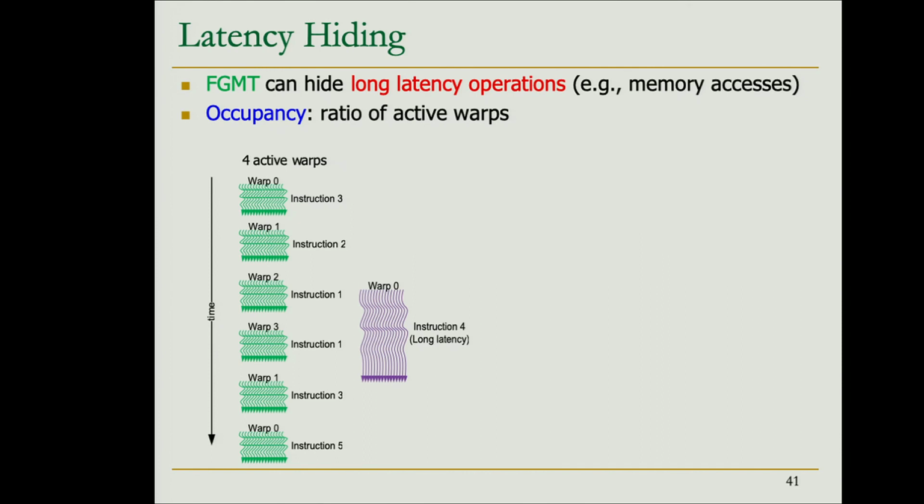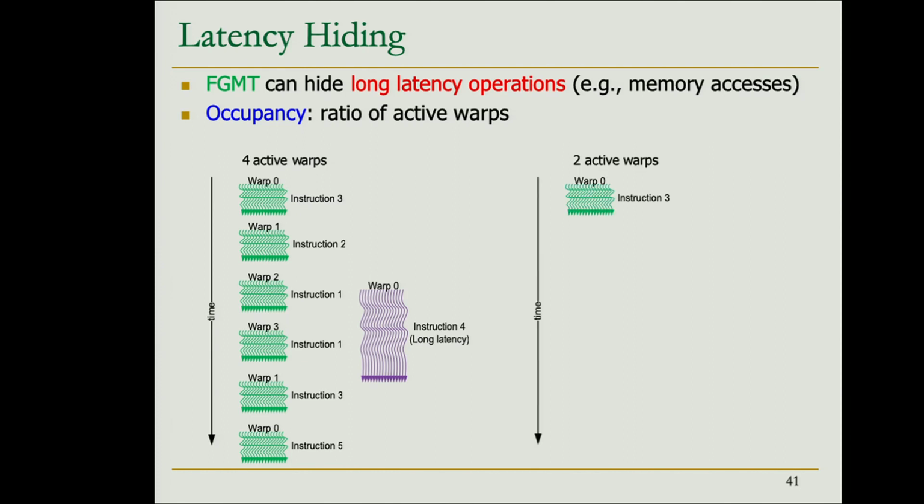Of course, for warp 0, we will likely have to stall until we get the values from DRAM, from the global memory, and then we can continue execution of instruction 5. So this instruction 5 will only be ready for issuing, eligible, as I said before, after this instruction 4 completes, assuming that data read from memory by instruction 4 is used as an operand by instruction 5. But in the meantime, as you can see, we can hide this latency. And for that, in this particular toy example, we need 4 active warps.